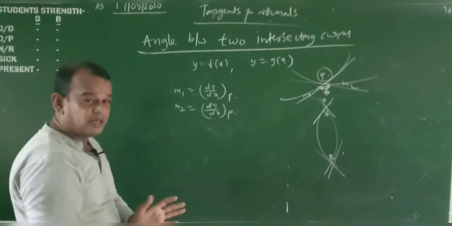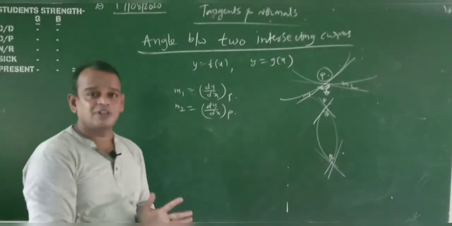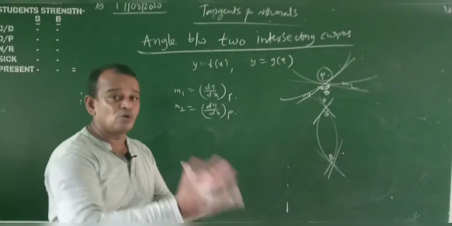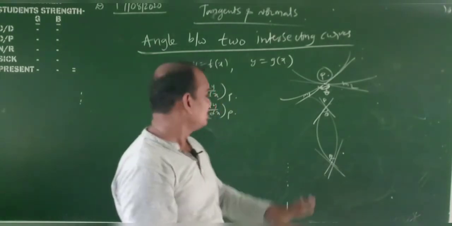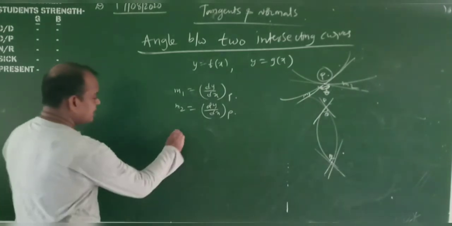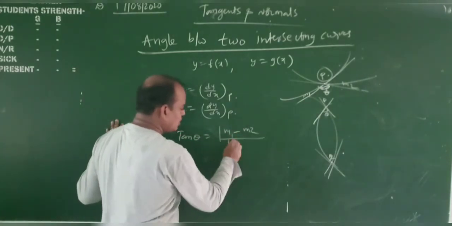Before class, please watch class lecture 1. In that one I explained each and every thing: what is tan theta 1, what is tan theta 2, how to find the angle between two lines. Tangents are nothing but lines. Okay. Now tan theta is equal to the modulus of M1 minus M2 by 1 plus M1 M2, for the acute angle.